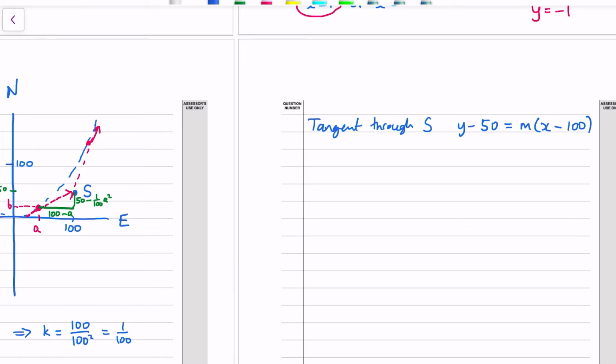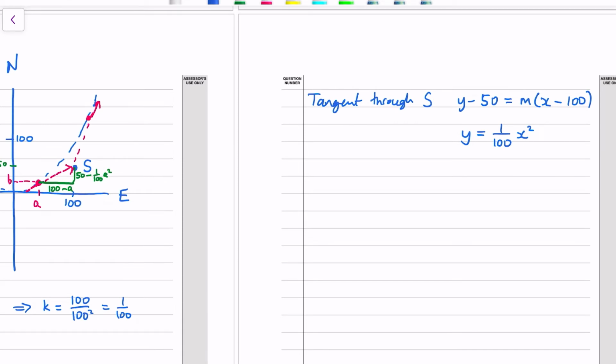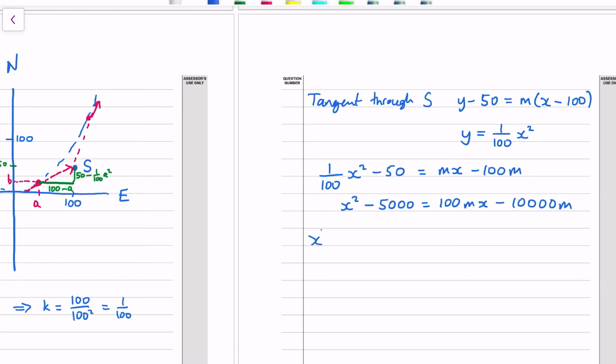And then you've also got the parabola equation. And these two equations must be tangents, so the discriminant of the system, when we put these equations together, we get a quadratic, and the discriminant of that must be zero. So if I do that, times everything through by 100, and then write it as a quadratic in standard format.